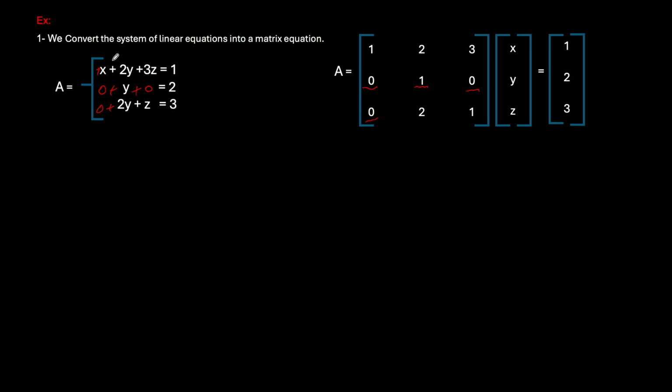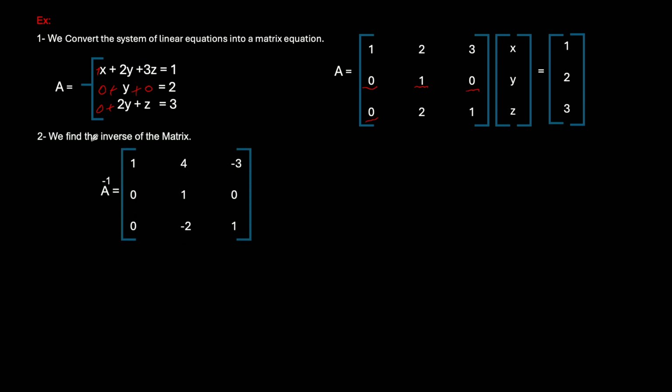Then how many variables do we have? 1, 2, 3: x, y, z. So we put x, y, z is equal to 1, 2, 3. Then the second step is we find the inverse of the matrix. So for this matrix 1, 2, 3, 0, 1, 0, 0, 2, 1, we have to find the inverse. I already calculated the inverse. If you don't know how to calculate the inverse of a 3D matrix, you will see a card appear here, and you can click and see how to find the inverse of this matrix.